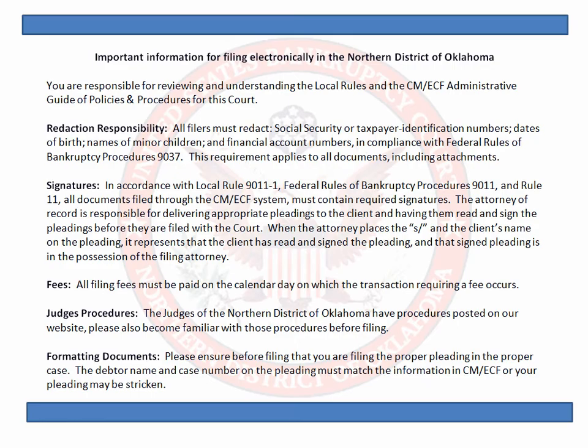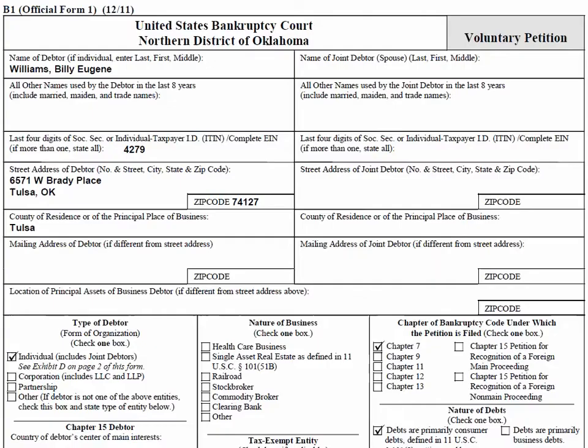Before we proceed, please review the following important information for filing electronically in the Northern District of Oklahoma. When you are ready to proceed, please click on Continue. To open a new bankruptcy case in the CM-ECF system, you must first have already created and saved the voluntary petition and any related schedules and forms. You will use the information contained in this packet when filing your case in the CM-ECF system.